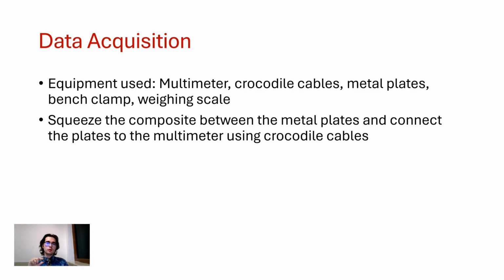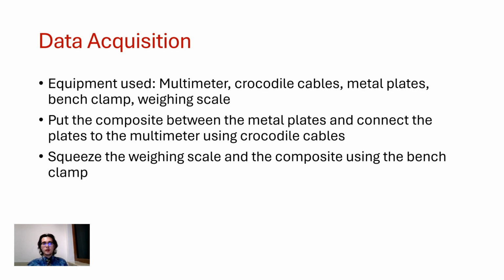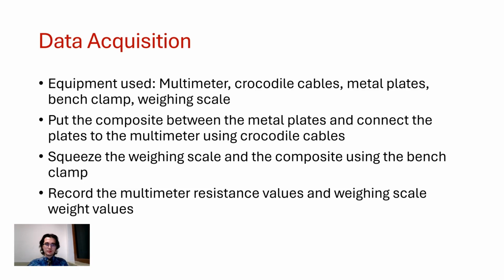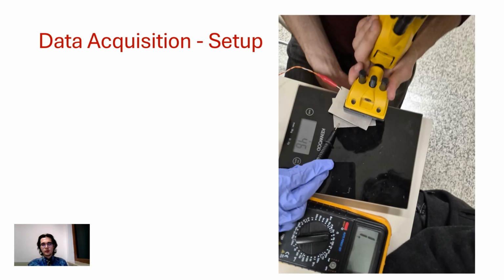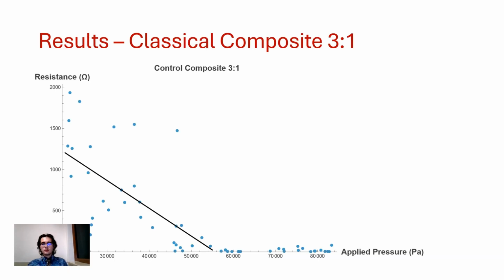We squeeze the composite between the metal plates and connect the plates to the multimeter using crocodile cables. And then we squeeze the weighing scale and the composites between the bench clamp tips, and then we increase the pressure using the bench clamp and record the multimeter resistance values and the weighing scale weight values. Here's a photo of our experimental setup, and for the results, here is our classical composites resistance pressure plot.